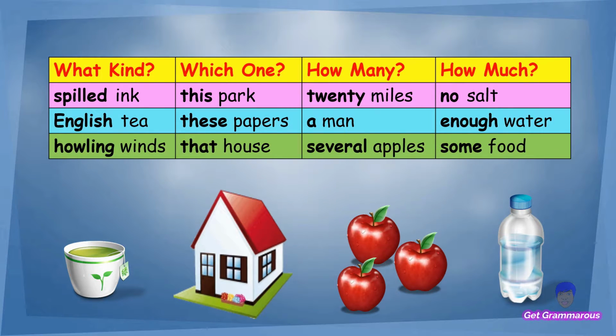For example, what kind? Spilled ink, English tea, howling winds. Which one? This park, these papers, that house. How many? 20 miles, a man, several apples. How much? No salt, enough water, some food.